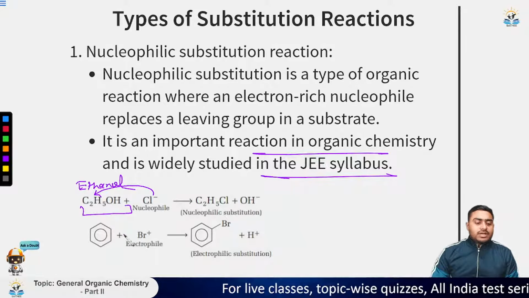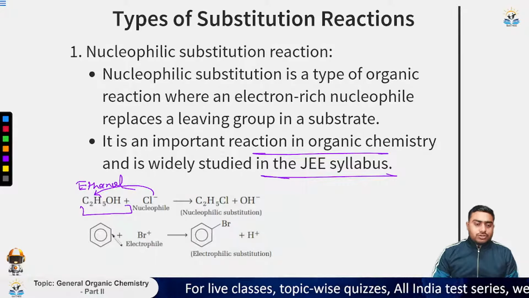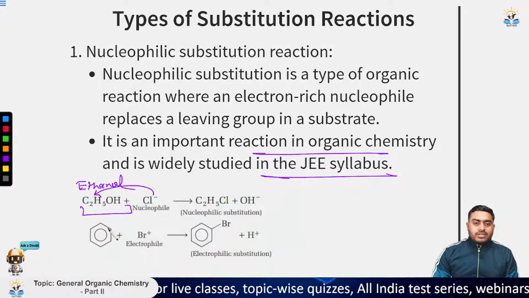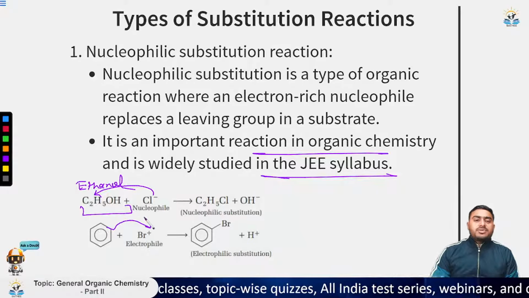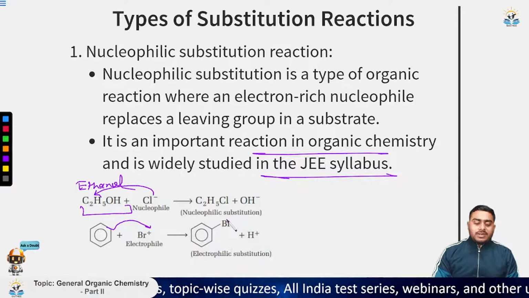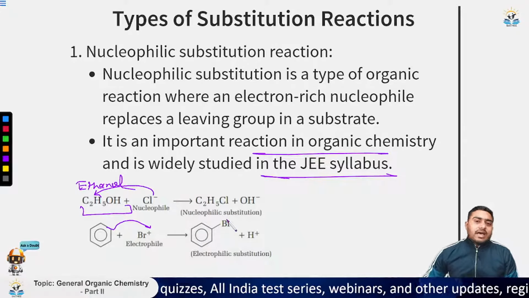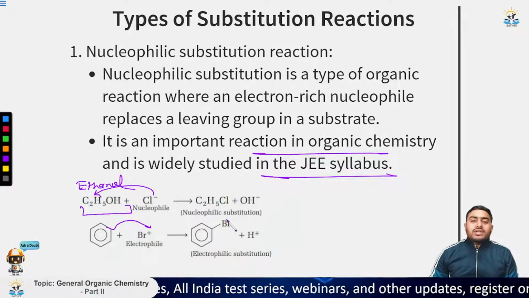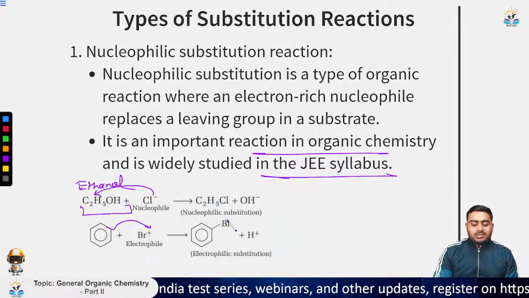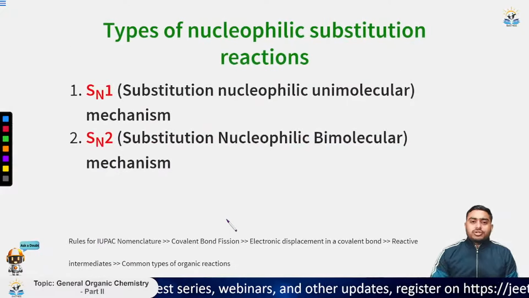Okay, like you can see, this is the electrophilic substitution. Here is the electron density and it will attach this Br positive, and you will get bromobenzene plus H positive. So Br positive is replacing the H positive from this benzene ring. So you will get this product, and this is an example of electrophilic substitution reaction.